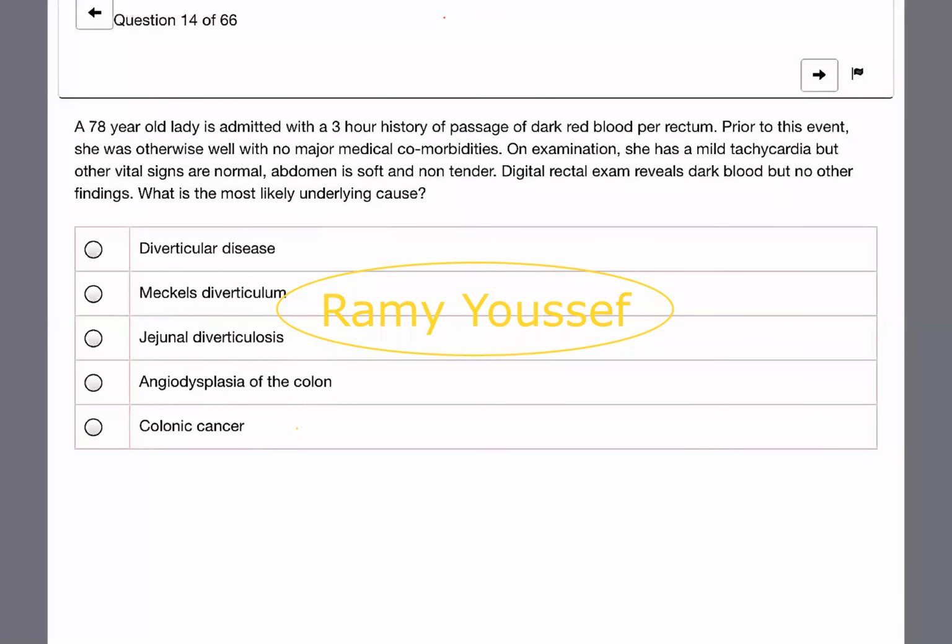A 78-year-old lady is admitted with a 3-hour history of passage of dark red blood via rectum. Prior to this event, she was otherwise well, with no major medical comorbidity. On examination, she has a mild tachycardia, but other vital signs are normal. Abdomen is soft and non-tender. Digital rectal examination revealed dark blood, but no other finding. What is the most likely underlying cause?